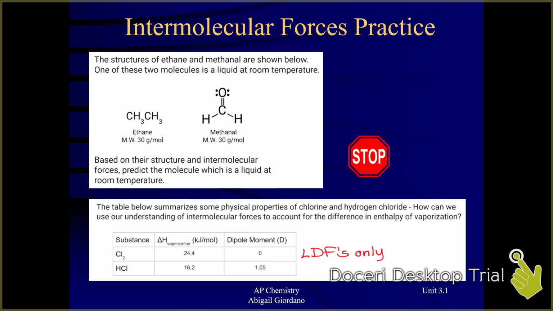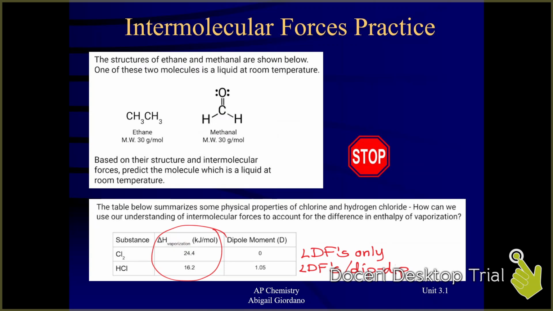HCl, also covalent, so it's going to definitely experience London dispersion forces, but it's also polar, so it will also experience dipole-dipole attraction. Okay, now, that's similar to what we saw in the problem above. However, I want you all to focus your attention on this column right here, okay? That delta H, that means heat. The heat required to vaporize these substances. And if you look at these numbers, it's showing us that chlorine requires more heat.